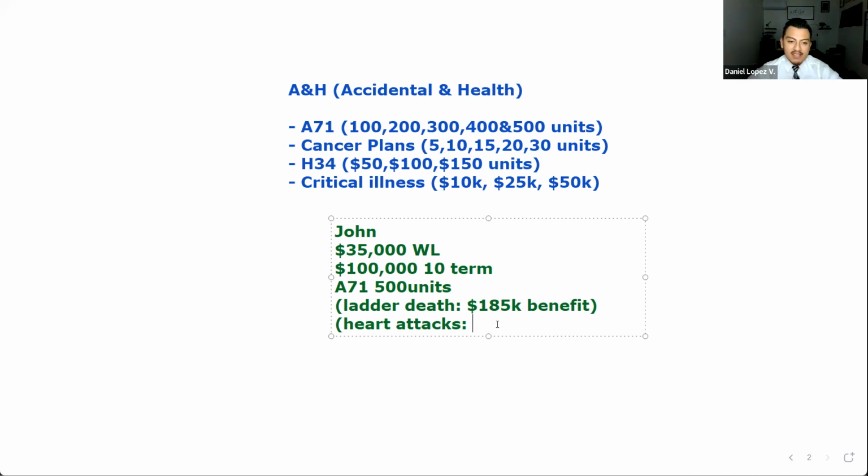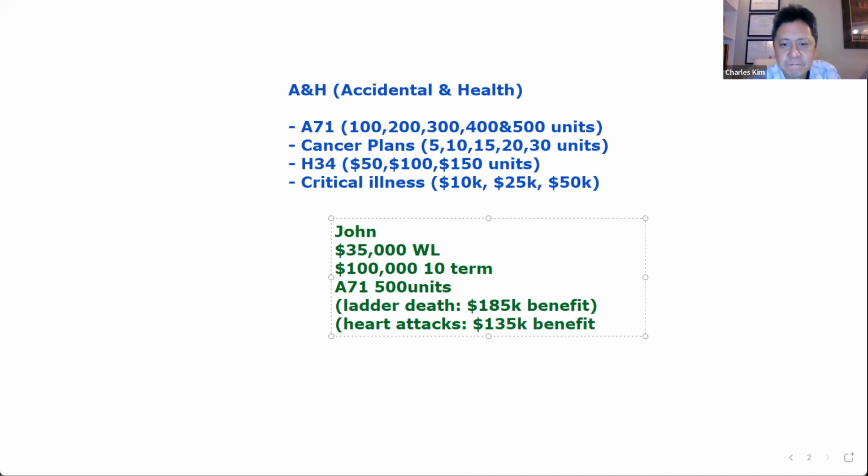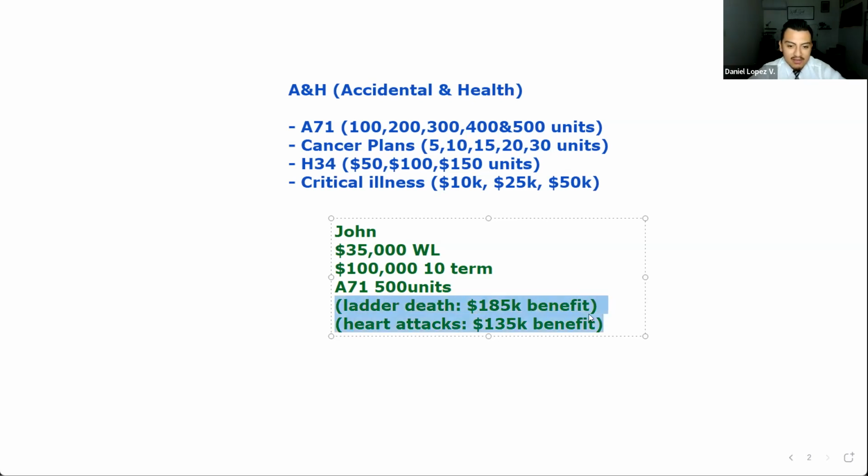Now let's say he dies in a heart attack. How much is John covered? 135. 135,000. Correct. Do you guys get it now? Yeah, because the A71 is accidental. Yes. Okay. Now let's do something else.